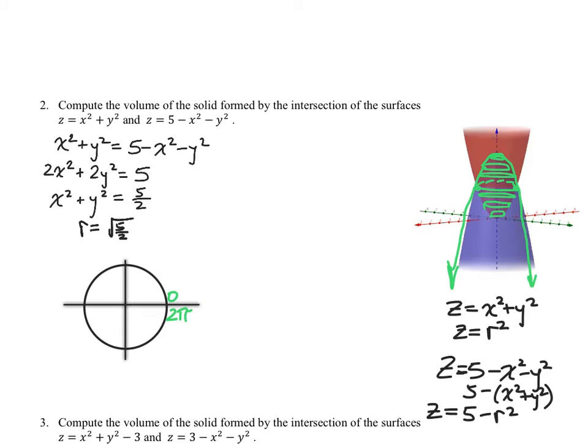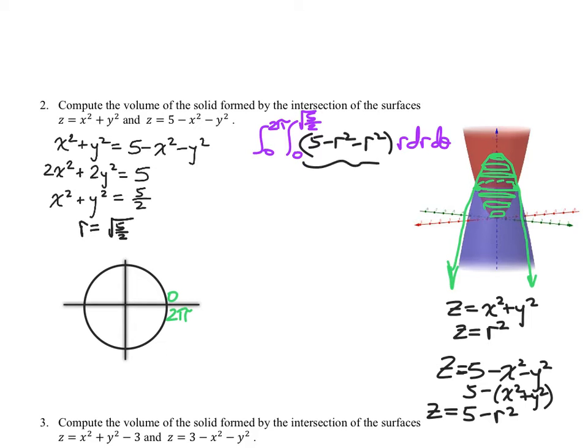All right, so my double integral going from 0 to 2 pi, then 0 to root 5 over 2, of 5 minus r squared minus r squared, all that times r dr d theta. All right, so then we can clean it up.